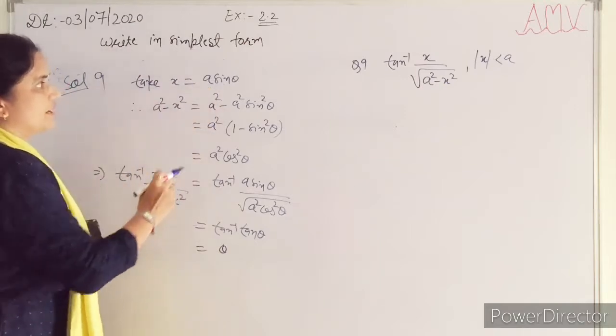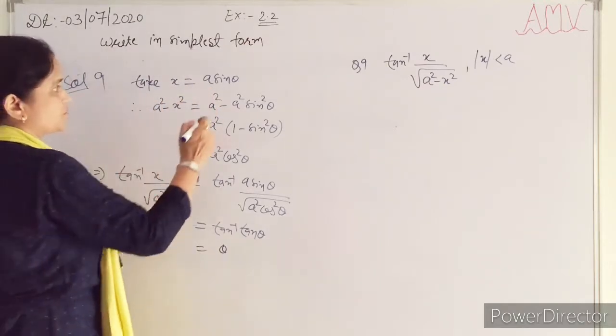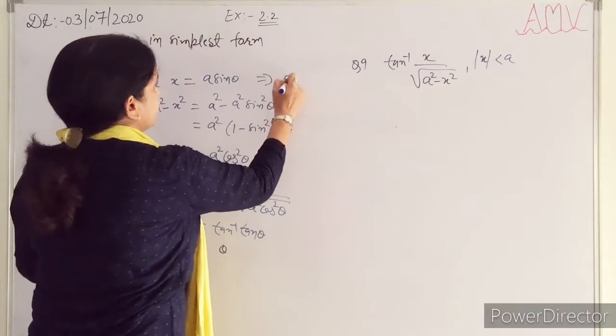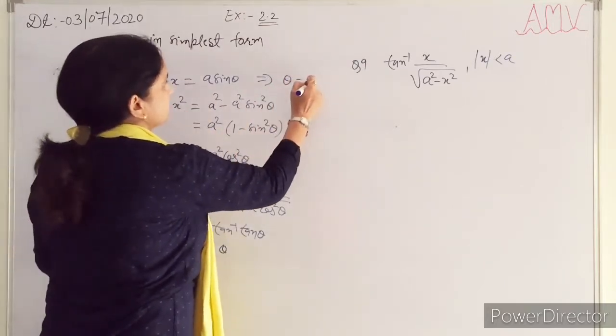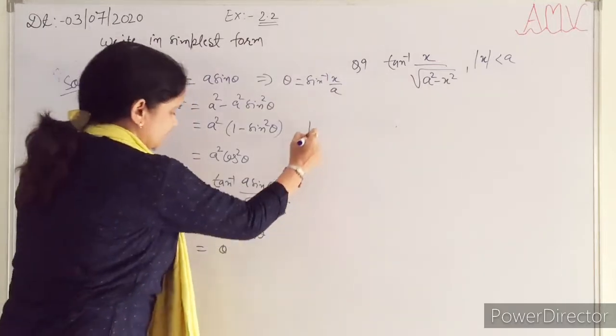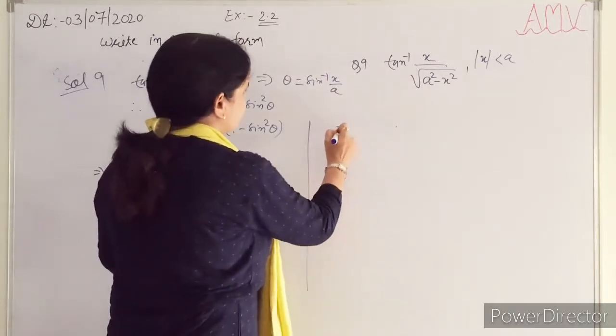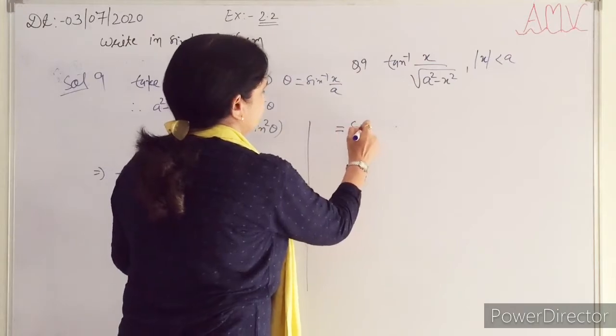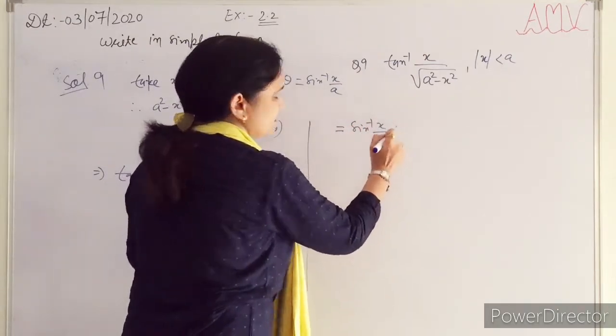Now substitute the value of theta from the substitution. From here, students, theta is equal to sin inverse x by a. So the final answer of the given question is sin inverse x by a.